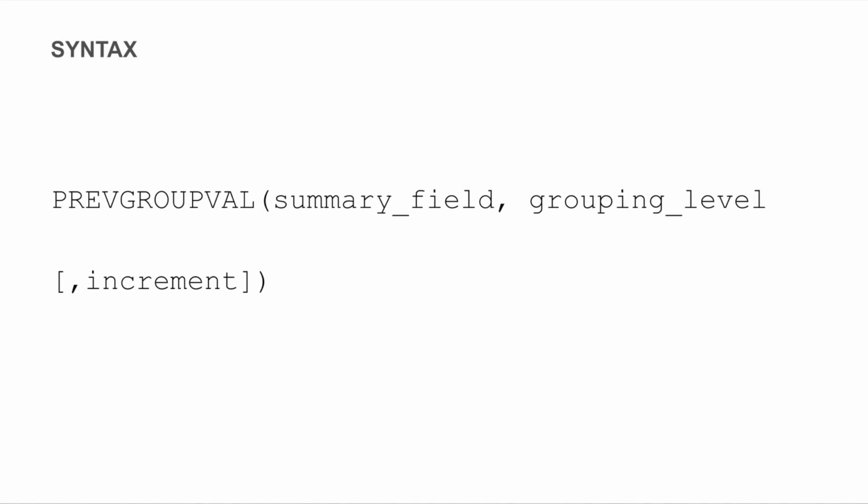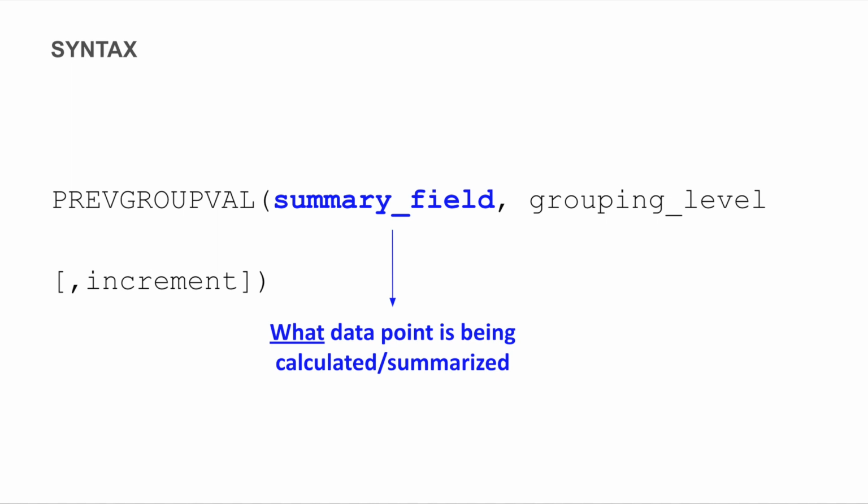Okay, here we have the formula syntax for PREVGROUPVAL. The first part of the formula calls for the summary field. This is the easy part. This represents the field value that you want to measure. So whether that's a currency amount, number, or percent, this part of the syntax is basically asking what is the thing that you want to summarize.